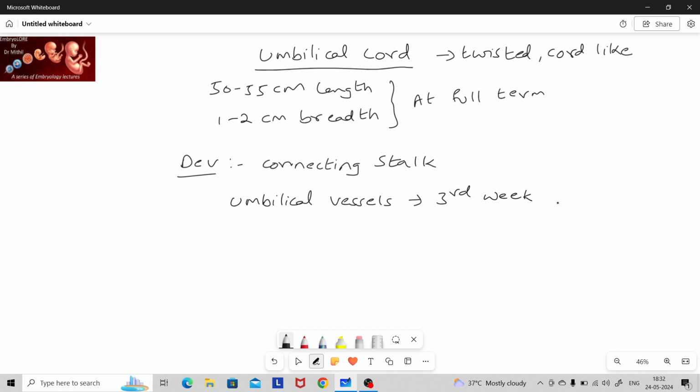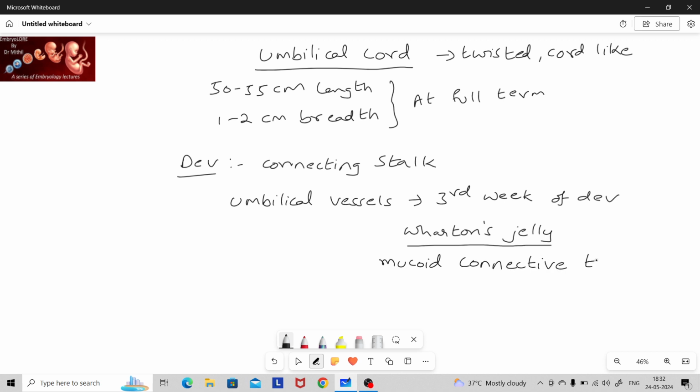We will also be seeing the blood vessels surrounded by the structure called Wharton's jelly, which is an important point. Wharton's jelly is an example of mucoid connective tissue, a commonly asked MCQ. It obliterates the amniotic cavity as it develops, and it forms a tubular sheath. So the Wharton's jelly actually protects the umbilical cord.